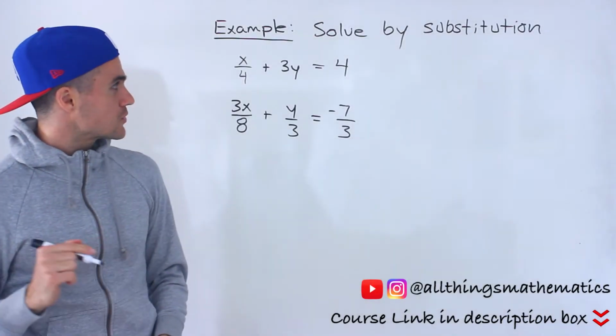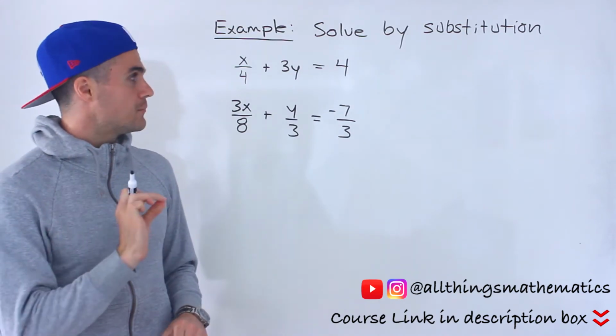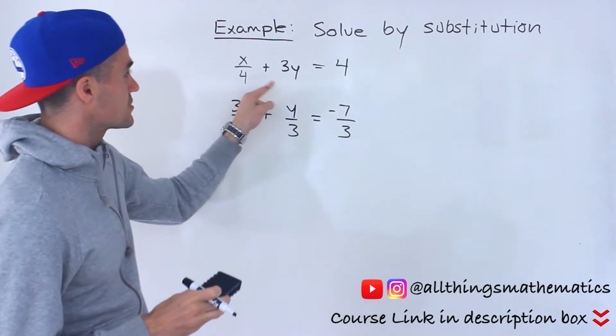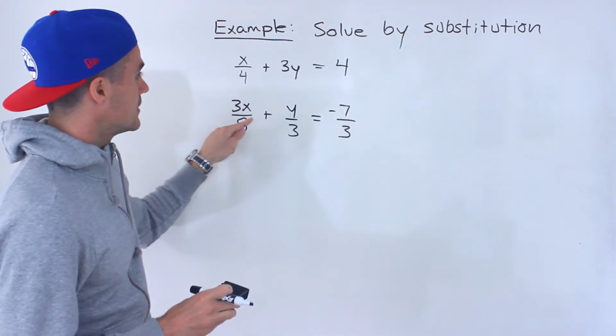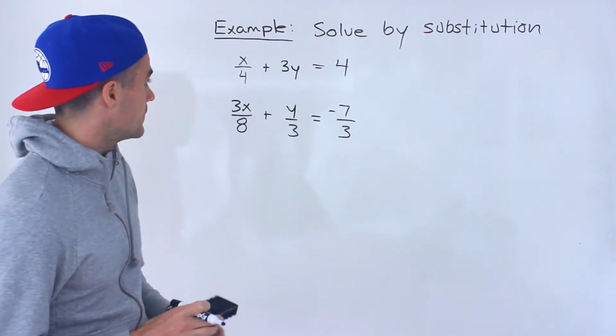And in this next question, what we've got to do is take these two equations here, but we have to solve them by substitution. So solve for x and y. We've got x over 4 plus 3y is equal to 4. And then we have 3x over 8 plus y over 3 is equal to negative 7 over 3.